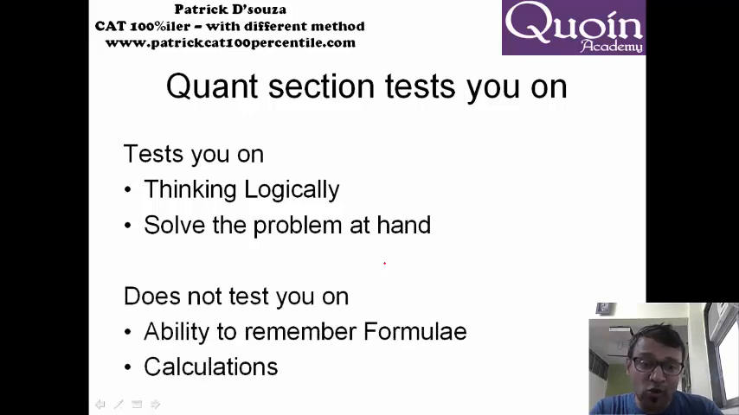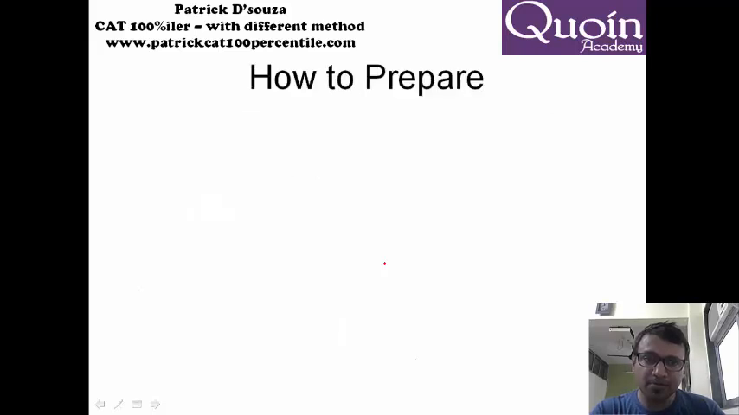What it does not test you on is the ability to remember formulae. I see a lot of students mugging up formulae. It doesn't help for the CAT examination. Normally the sums that come in the CAT exam are not a direct application of formulae. It doesn't check you on calculations. As a matter of fact, of late they have also given calculators for people to calculate. Being able to calculate a little fast helps, but purely calculation is not a focus area of what they check you on. You can easily solve it logically.